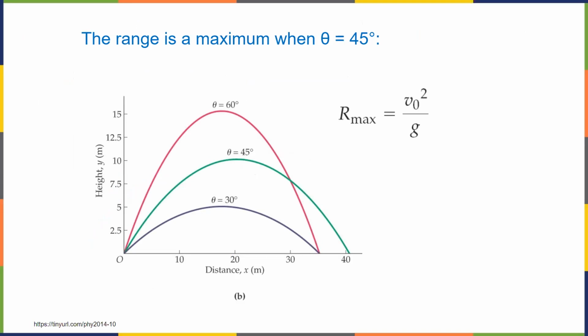Yeah, because sine of 90 gives you the maximum of 1. So that means if 2 theta is equal to 90, that's how you get this 45 degrees as the maximum range, okay? One half of 90 is 45.